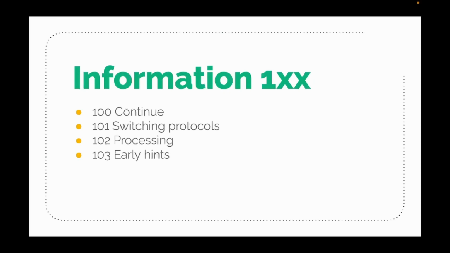102 means it is processing whatever the request was, it's in process, not completed. 103 is early hints, which are basically used to preload certain things. We are not interested in these for now. These are just for the information.